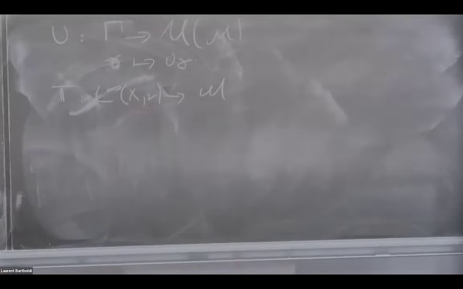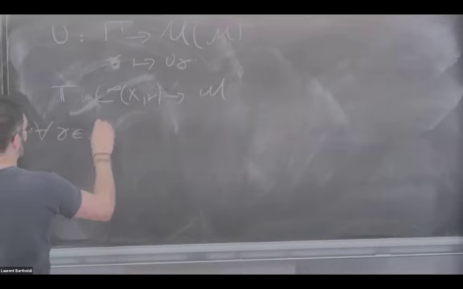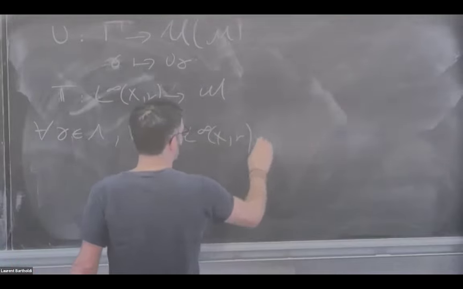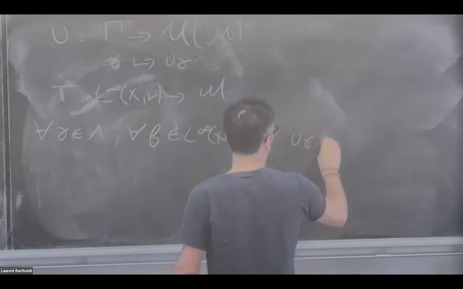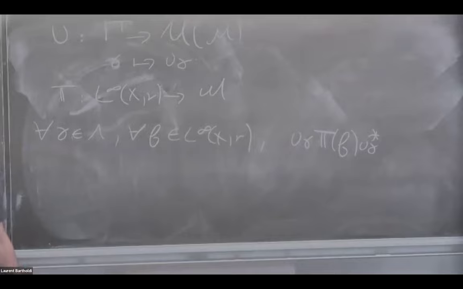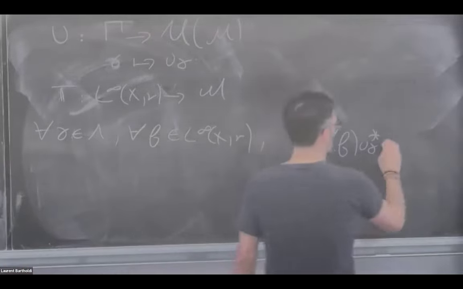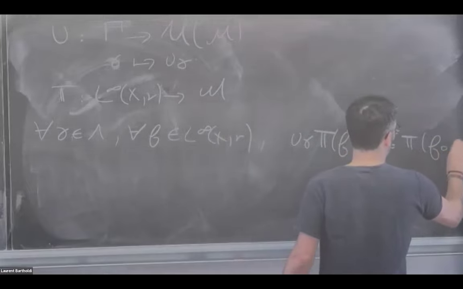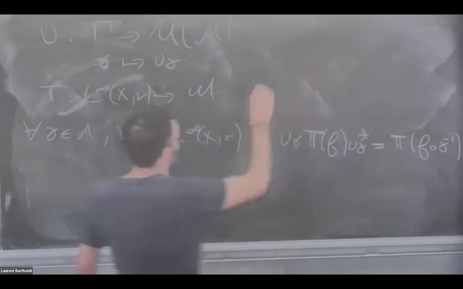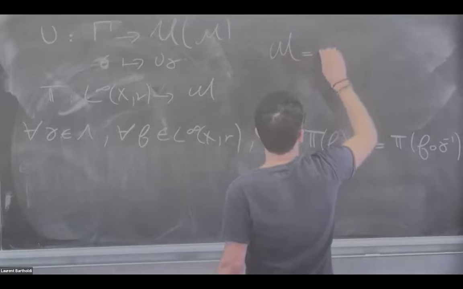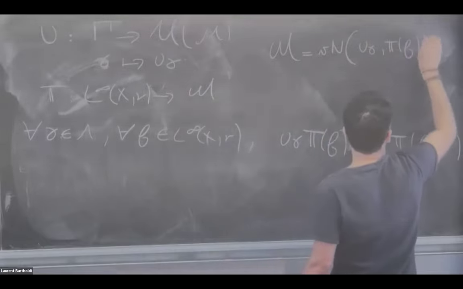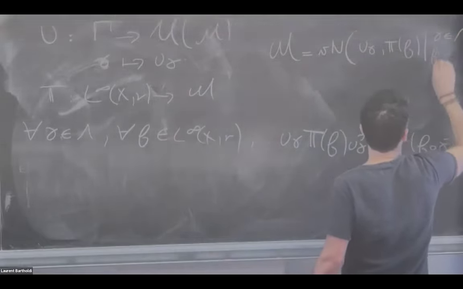These two copies interact with each other and satisfy the following relation. For any gamma in lambda and any function f in L infinity, you have the following covariance formula. When you conjugate the function f by u_gamma, what you obtain is the function composed with gamma inverse. And M is generated as a von Neumann algebra by the u_gamma and the f, where gamma is in lambda and f is in L infinity.